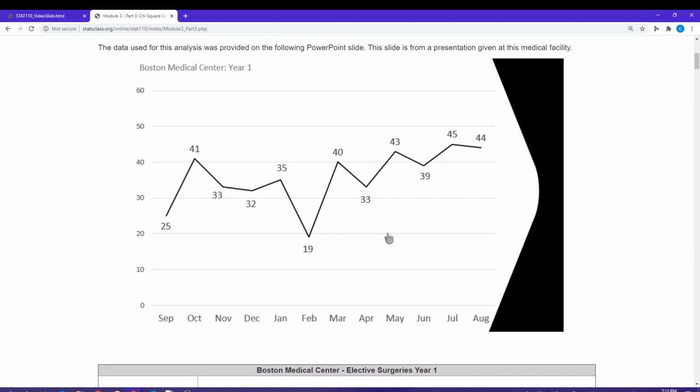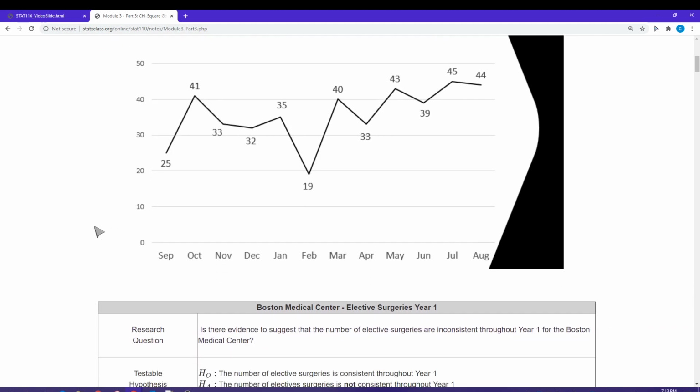So here's the data. Their data starts in September and goes through August. We have data every month and the number of surgeries that were done at this particular clinic. Again, the question is, is this statistically inconsistent? Is there enough evidence to say that surgeries are inconsistent? We're going to use a chi-square goodness of fit test for this analysis.